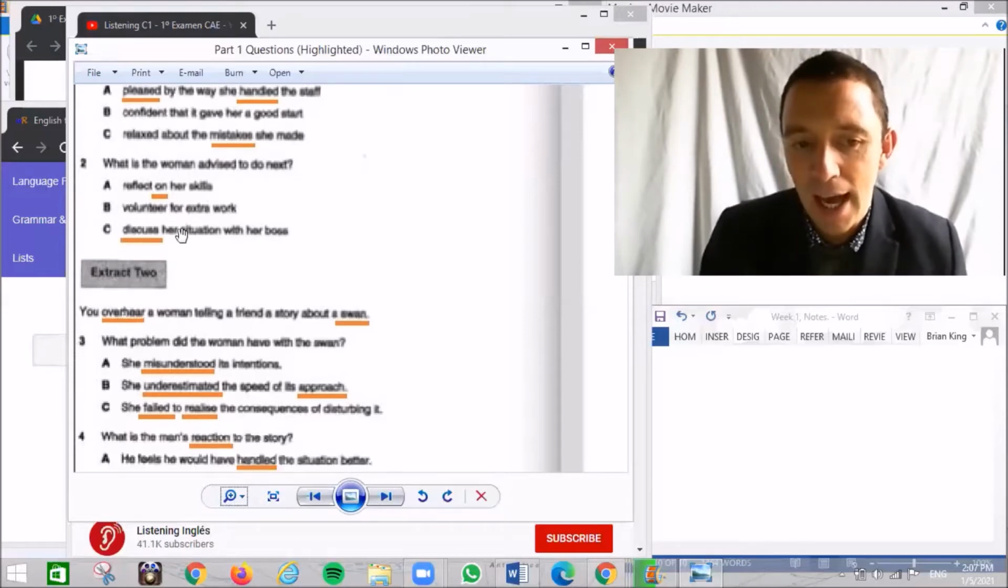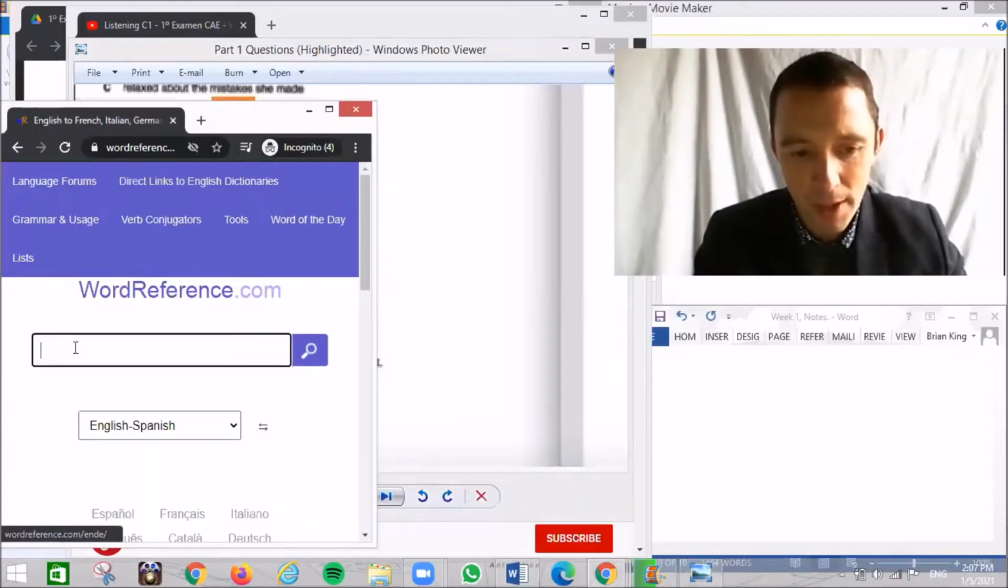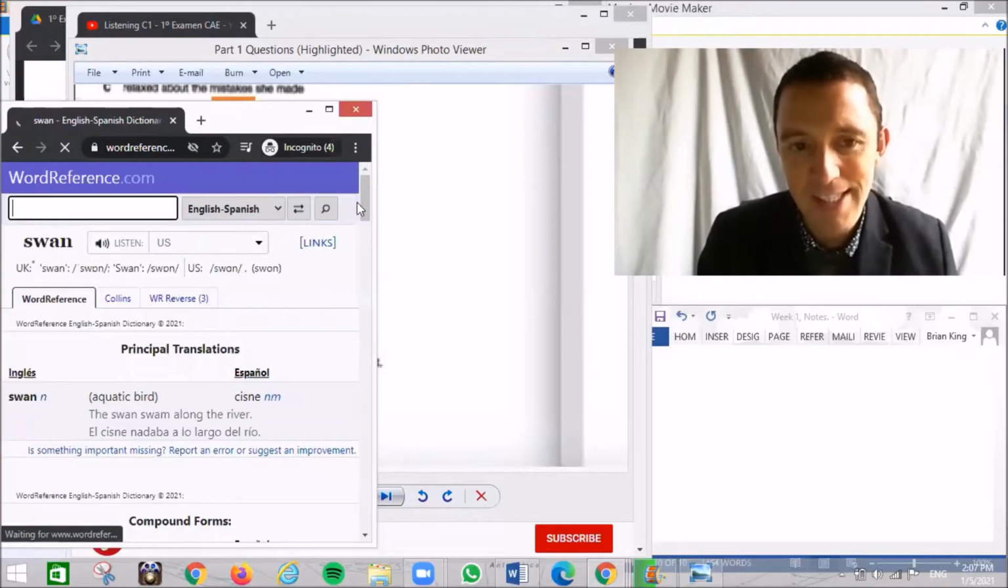Okay. Extract 2, you overhear. So that's very important vocabulary. A woman telling a friend a story about a swan. Okay, and the vocabulary for a swan specifically is the bird, and in Español is the cisne.